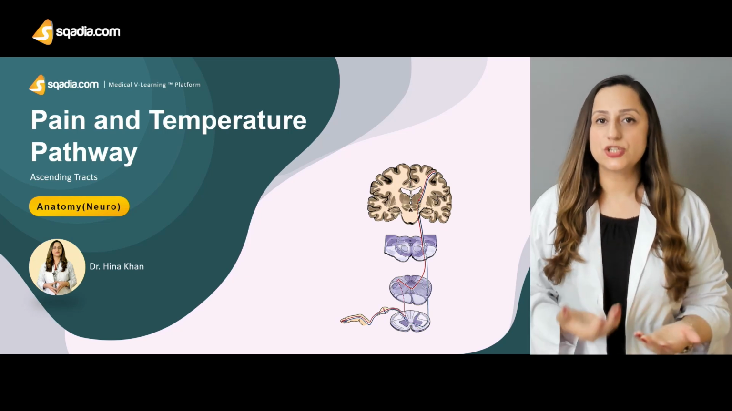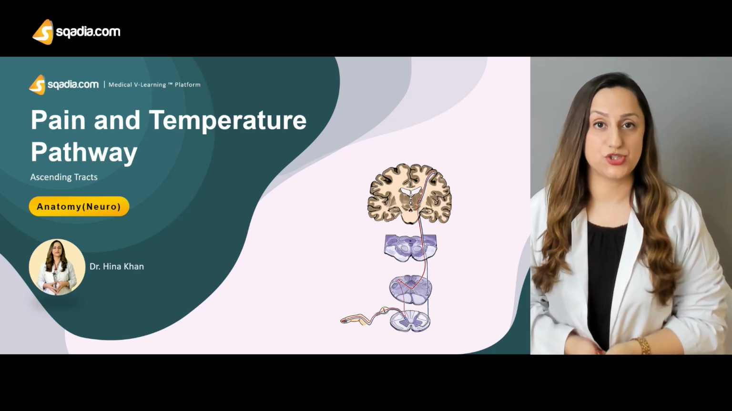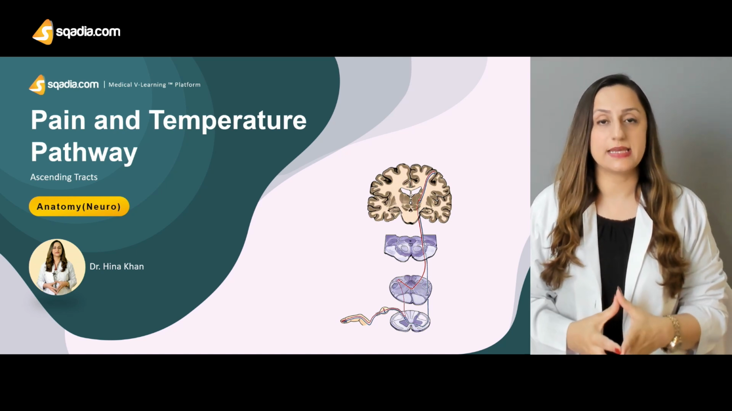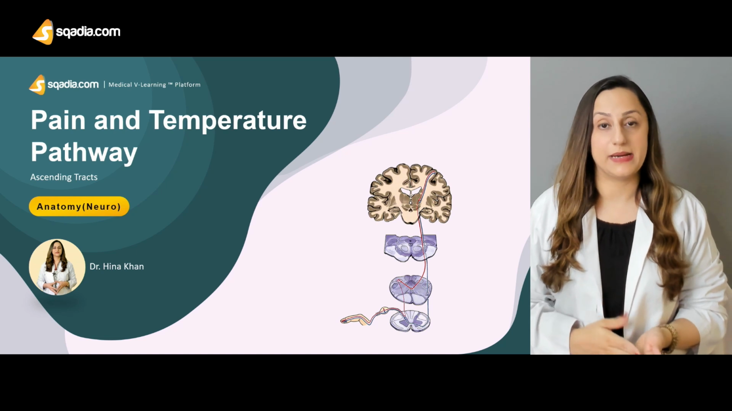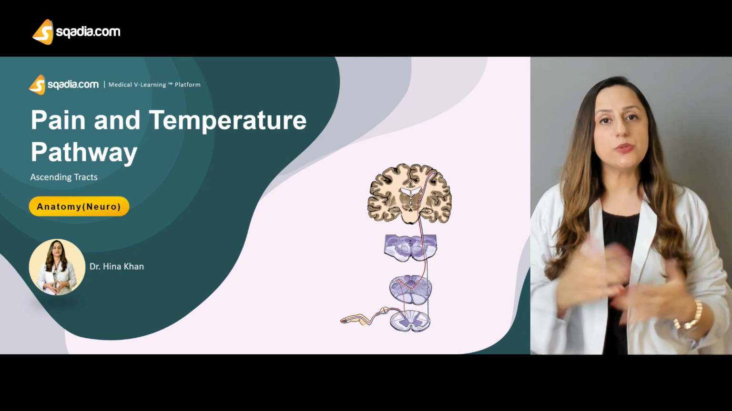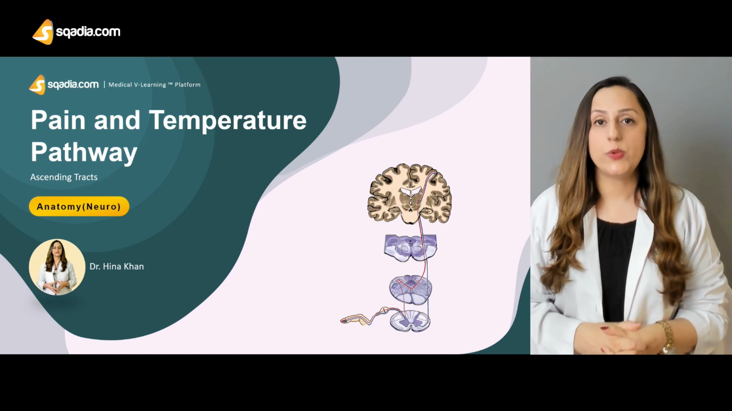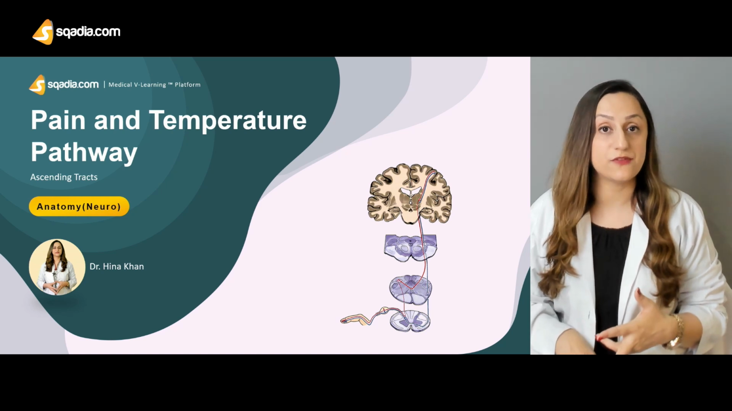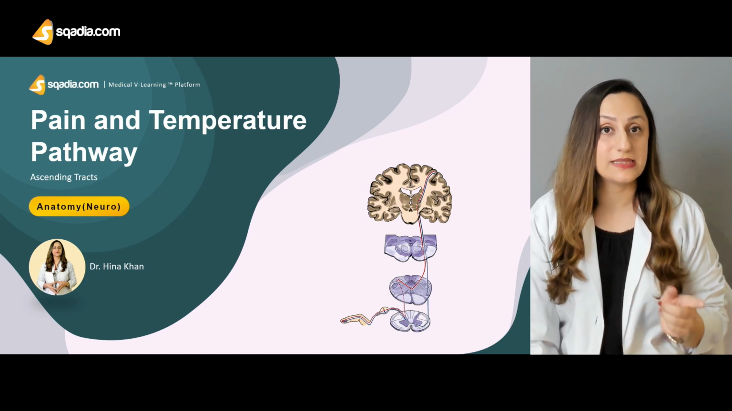Now, the sensations of pain and temperature are carried through different tracts, and particularly they are carried by the anterior and the lateral spinothalamic tract. Now, when we talk about pain, we have the slow pain fibers and the fast pain fibers that we have to basically consider.